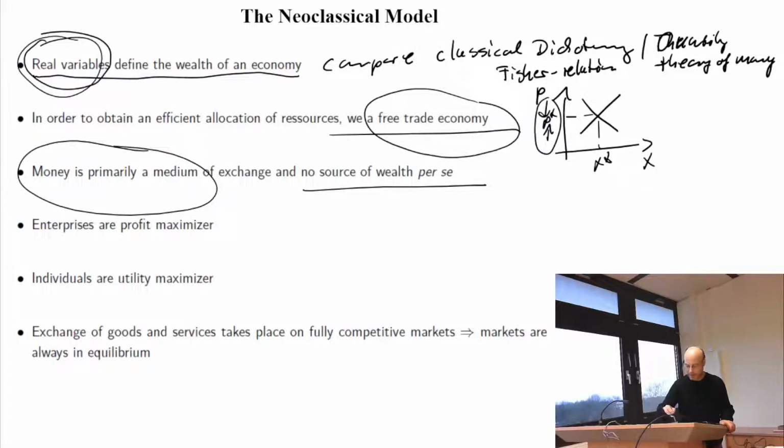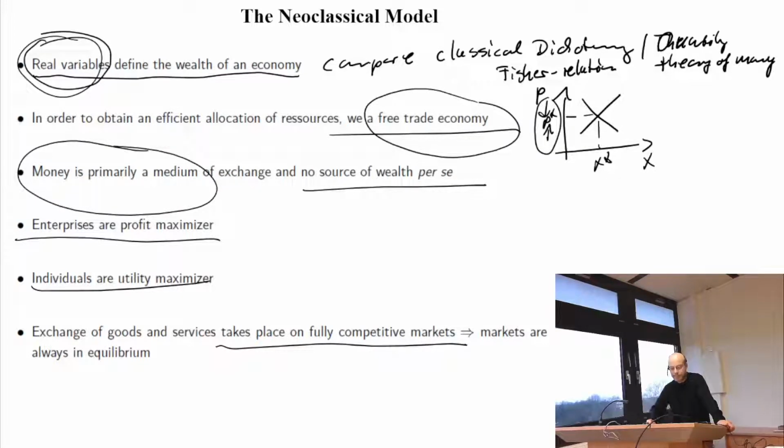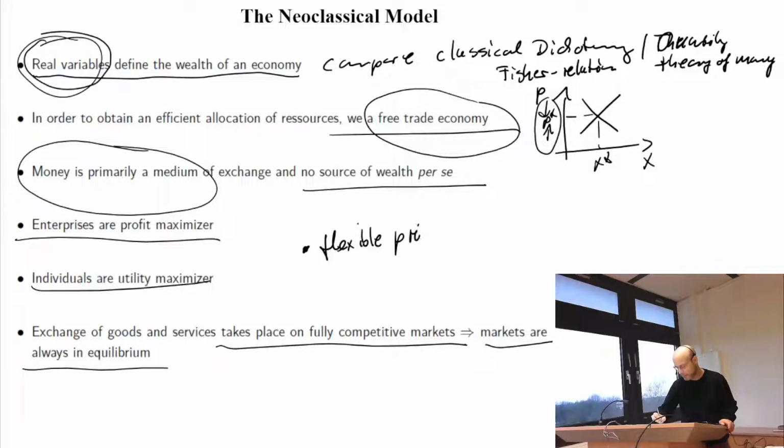And then, this we always assume in economic theory, that in general enterprises are profit maximizers and that individuals are utility maximizers and that we are dealing with fully competitive markets. So not only the possibility of price adjustment, but also that prices can really adjust very fast. Well, and if we have this very fast price adjustment, then of course we can say this process is so fast that we are more or less always in equilibrium. Well, I talked so much about it. Of course, all these assumptions only work if you have flexible prices.